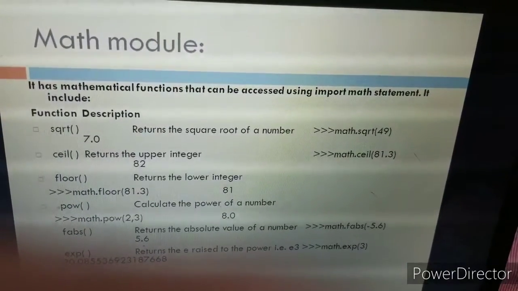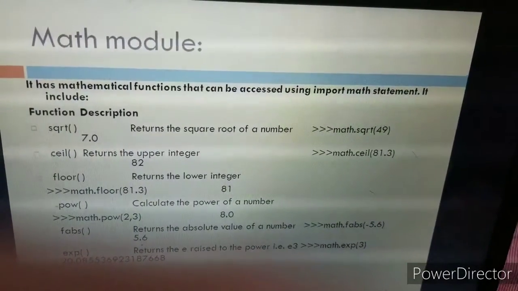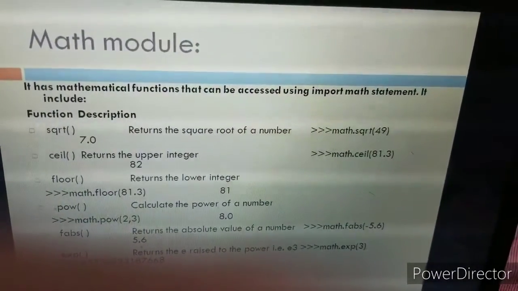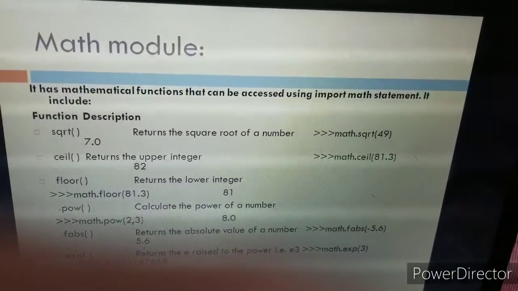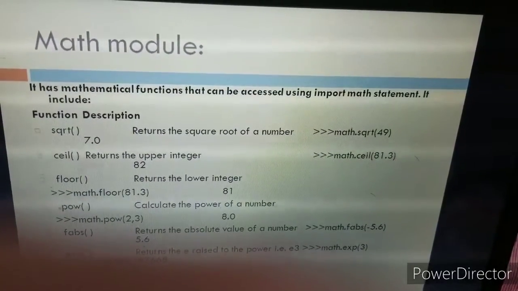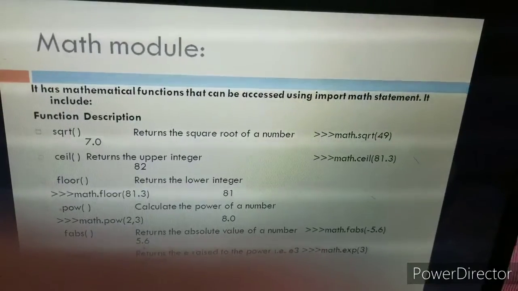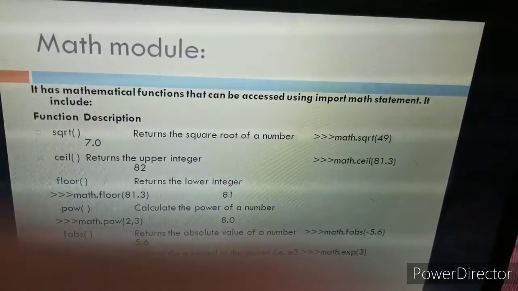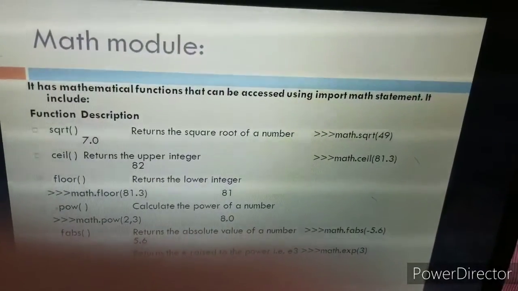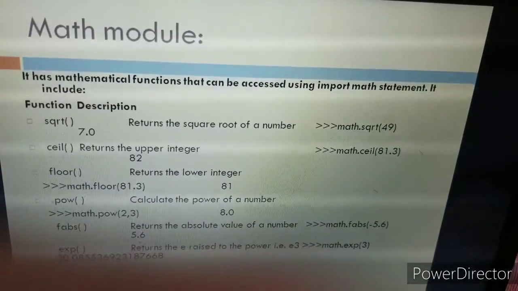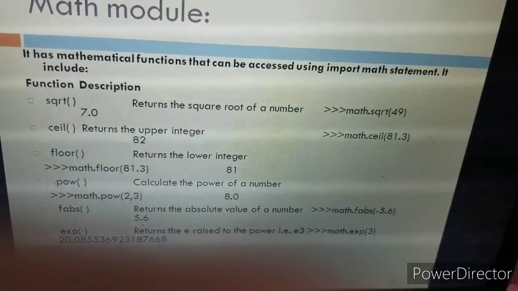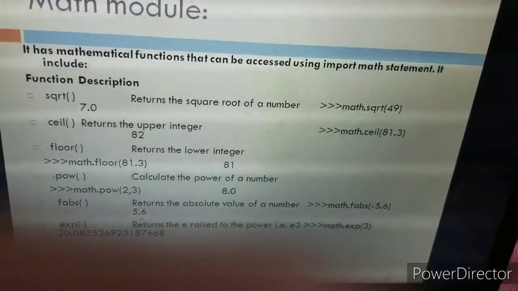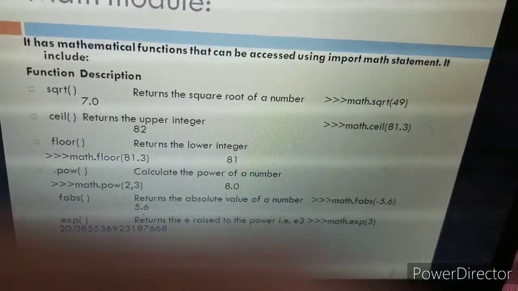The math module, as the name itself says, consists of mathematical functions that can be accessed by using the import math statement. The various functions in this math module are sqrt, which gives the square root of a number, ceil, that returns the upper integer, floor, that gives the floor value, pow, that calculates the power of a number, fabs, that returns the absolute value of a number, and exp, that returns e raised to the power. In this way we have various other functions also in the math module.